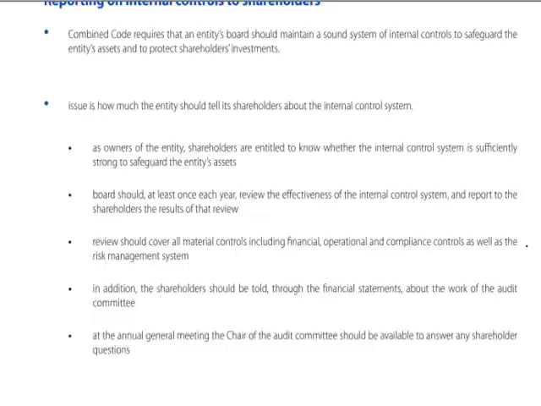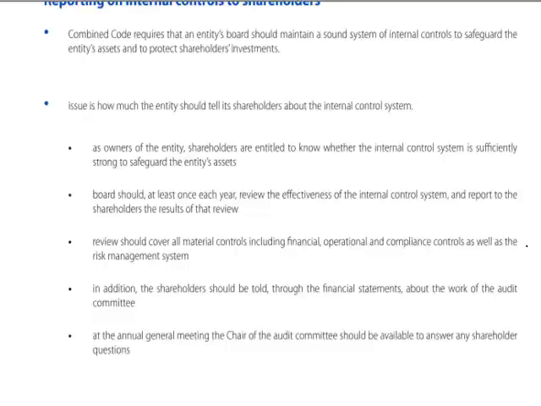As owners of the entity, shareholders are entitled to know whether the internal control system is sufficiently strong to safeguard the assets. The board should once a year review the effectiveness and report to the shareholders the results of that review. That's fine. We have reviewed the effectiveness of the internal control system, and we're satisfied that the system is appropriate for the size of organisation that we are.